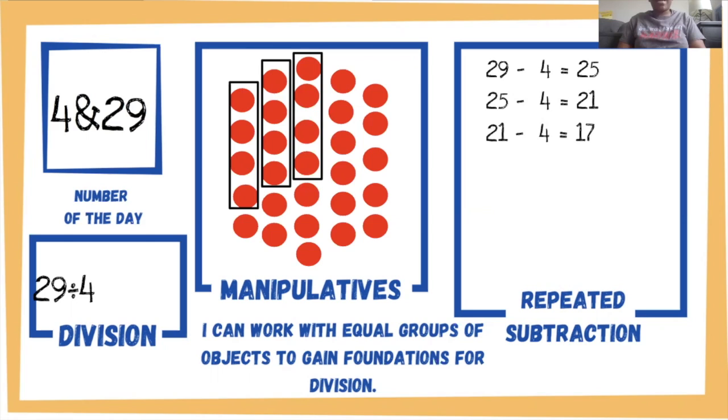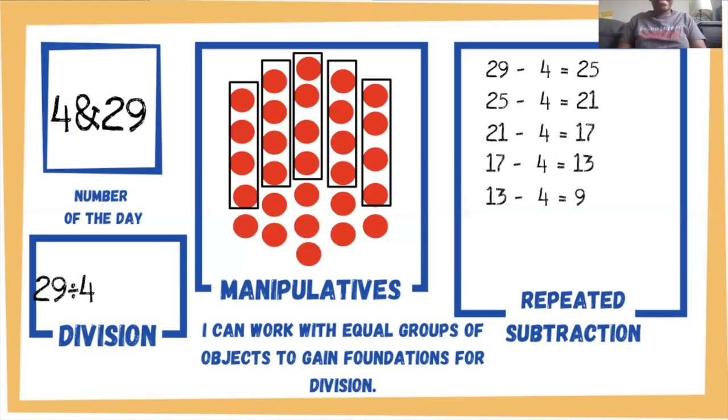Let's keep going. We've made another group of 4. We're going to do a little repeated subtraction. 17 take away 4 is 13. So there are 13 pieces left on our board. We're going to continue. I'm going to make a group of how many? That's right, 4. And what would my next repeated subtraction problem be? You guessed it, 13 minus 4 equals 9.